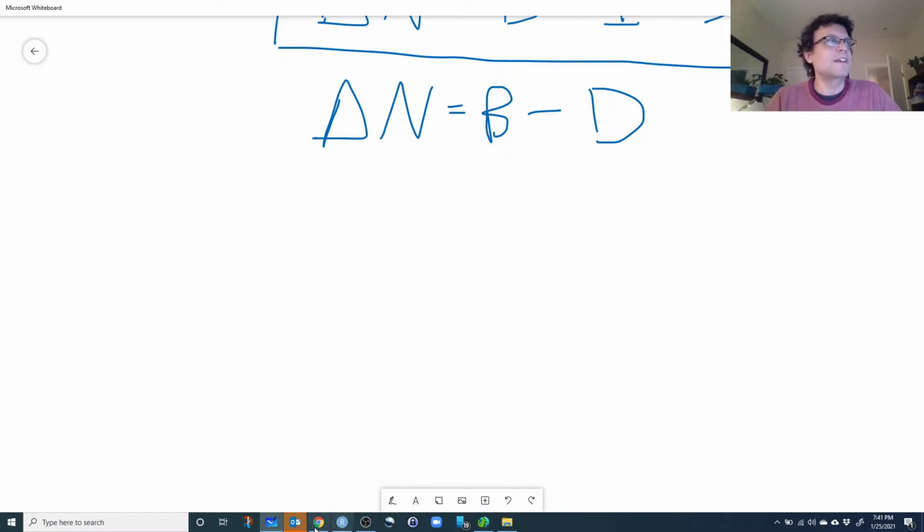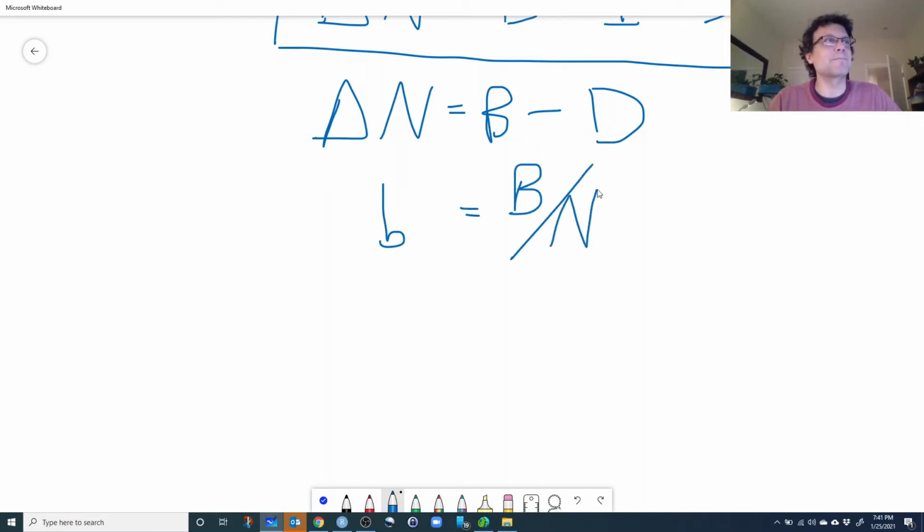So we're going to define the per capita birth rate, little b, as equal to big B divided by n. That is the per capita rate. To get the per capita rate, we just divide by the total population size. So we get the per individual rate of births in this case, and we define that as little b.